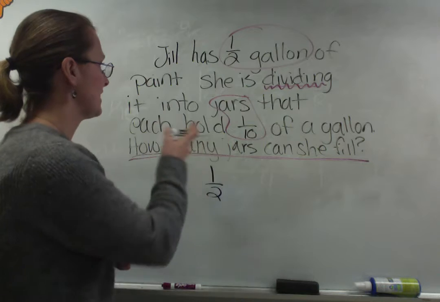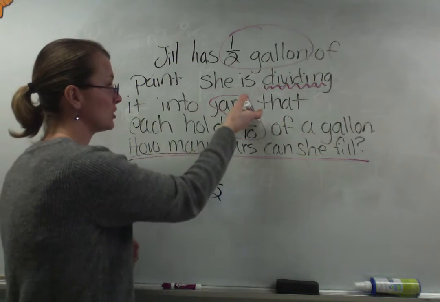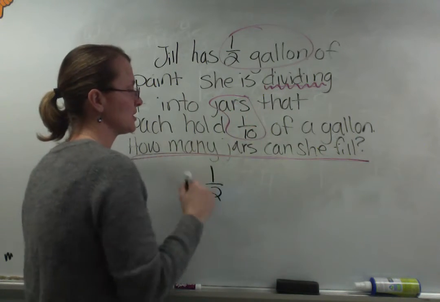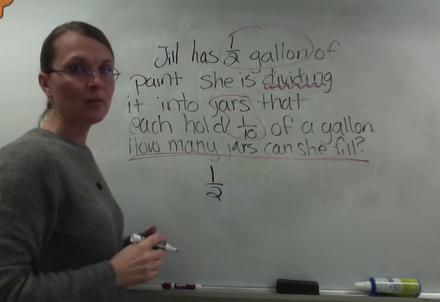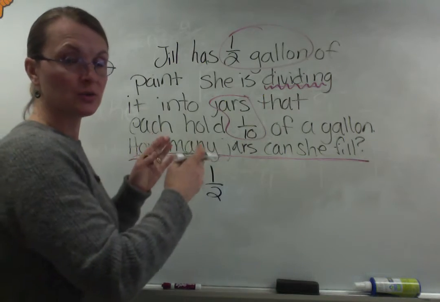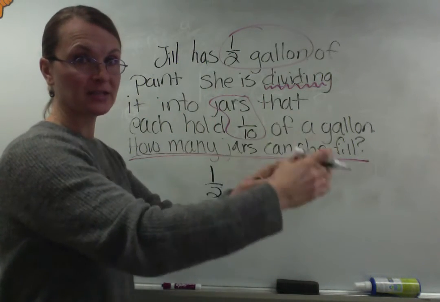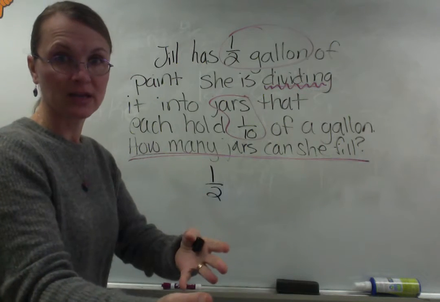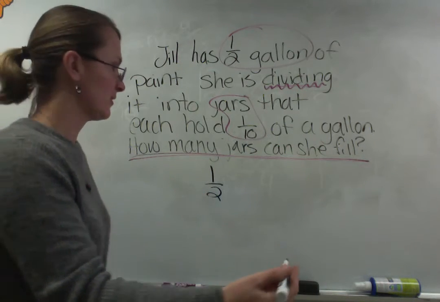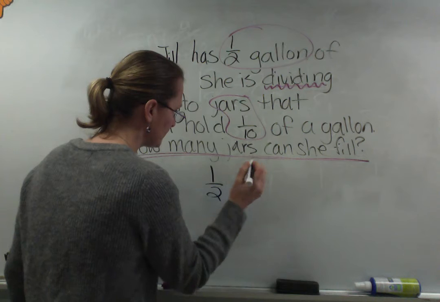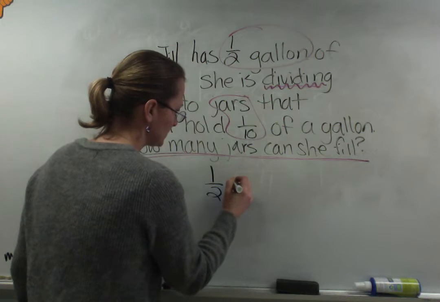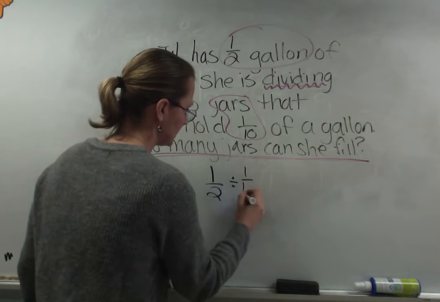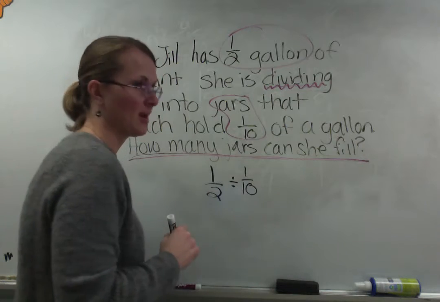Now, what are we dividing the paint into? We're dividing into jars. What do we know about the jars? The jars are each 1/10. It wants to know how many jars you can fill. So what you're going to do is a tenth, a tenth, a tenth, a tenth until you run out of tenths. It's going to tell you how many jars you can fill. All right? So we're going to split it up into 1/10. So we're going to do 1/2 divided by 1/10.